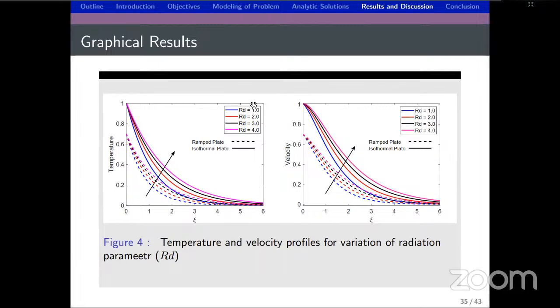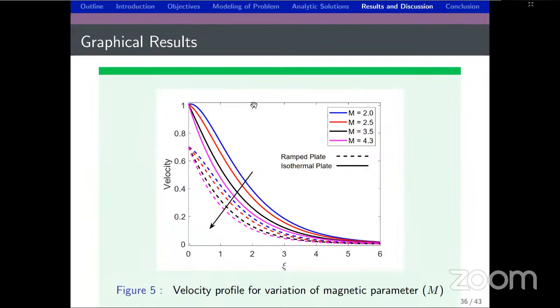So this is our velocity profile for variation of magnetic parameter. By enhancing the magnetic parameter, we can see there is decrease for both cases, ramp plate and isothermal plate.